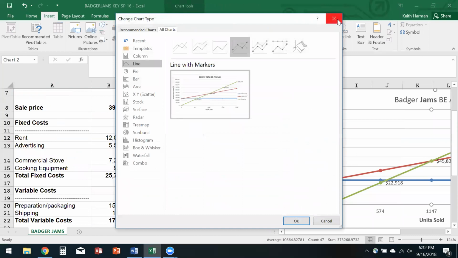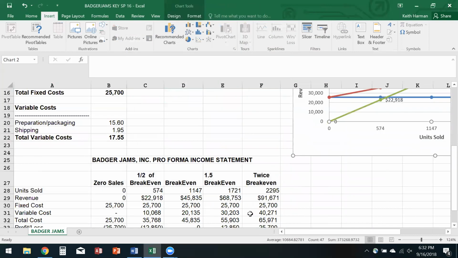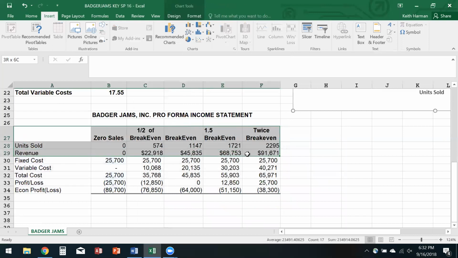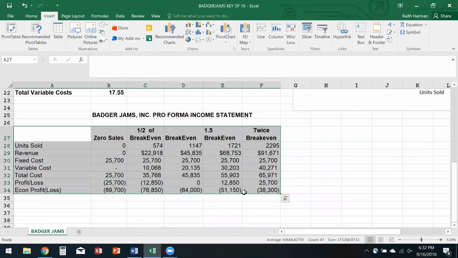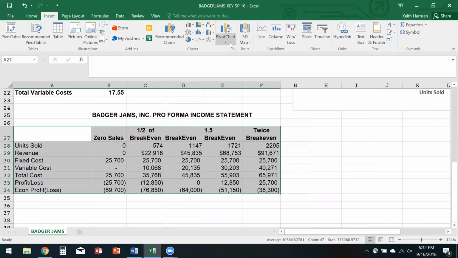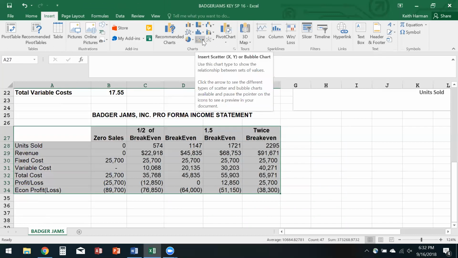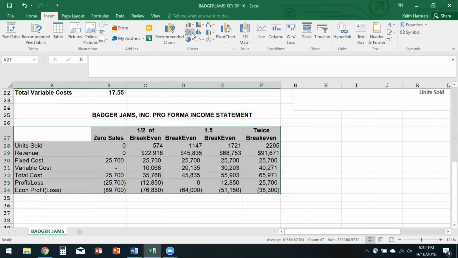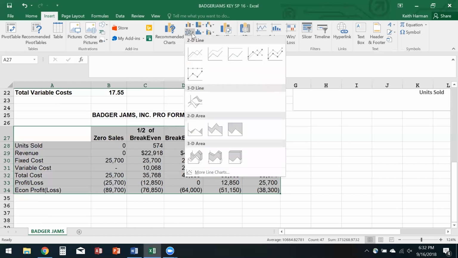Okay, so we're going to do a line chart. So we'll grab this, and I'm going to insert a line chart. They're using a scatter here. I want to find out. Here we go. Here's a line chart. All right.